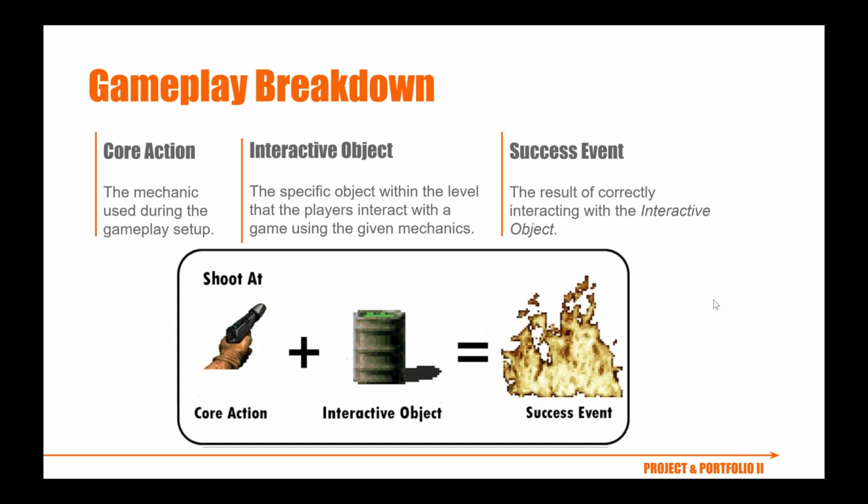Last example here is Doom, or just any shooter in general. So shooting at some type of explosive object. Here we've got a barrel, and then the success event is it blows up, right? So that is the core breakdown of a gameplay setup that you want to start to think about. There's going to be some core action, some object that you interact with, and then some result of that action. And we're going to go through what the core actions of Scraps are, as well as some of the interactive objects we provide, as well as options you have for yourself.